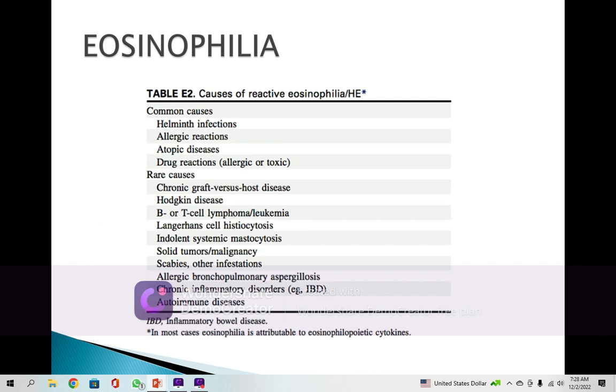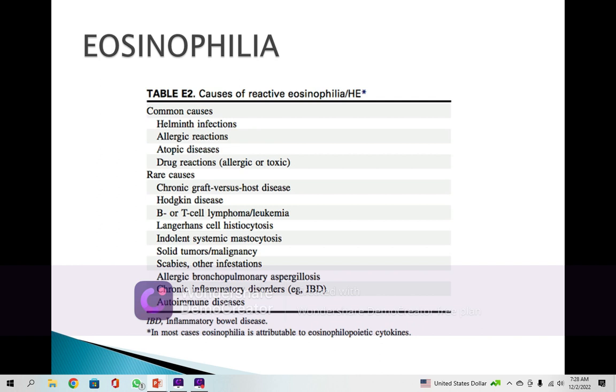Specifically, eosinophil counts are increased in a subtype of the mastocytosis. And solid tumors and malignancy can cause eosinophilia, remember, and scabies and other infestations on the skin. There are fleas and ticks persistently invading the tissues of the skin. They can cause eosinophilia. Allergic bronchopulmonary aspergillosis, called ABPA, can cause it. And chronic inflammatory disorders like inflammatory bowel disease and autoimmune diseases can cause the eosinophilia.